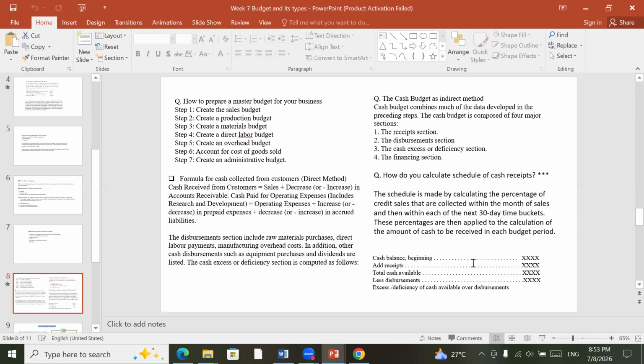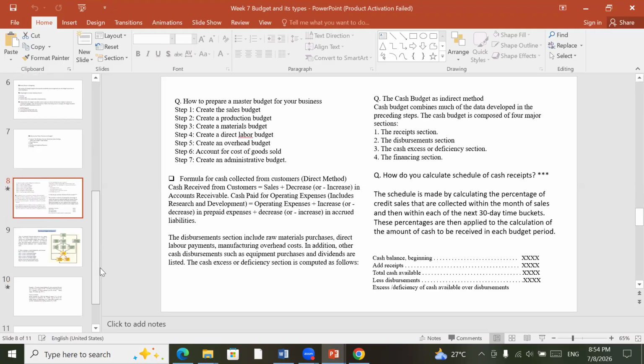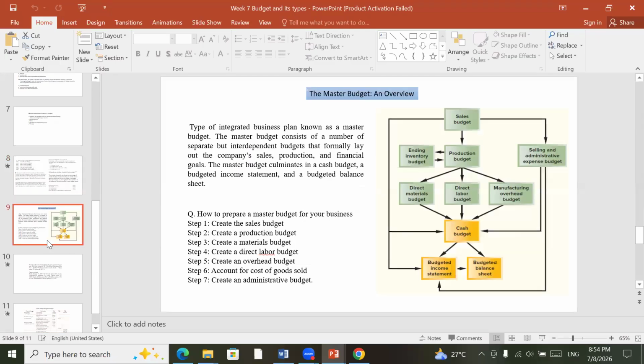I think the next chapter is very essential to solve the mathematical problems about cash schedule or cash budget. So today we will solve a mathematical problem on the master budget. I already discussed the production budget before. Now I am going to discuss the master budget, and how to prepare the master budget for your business.